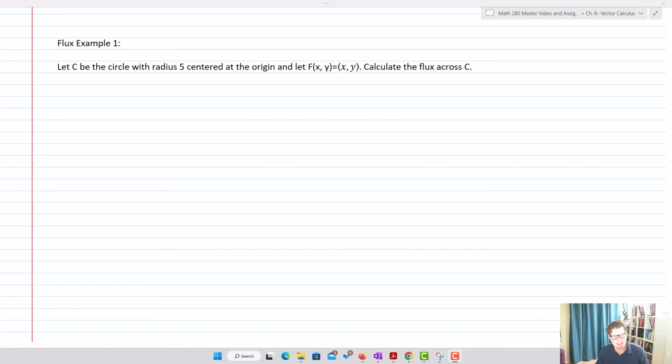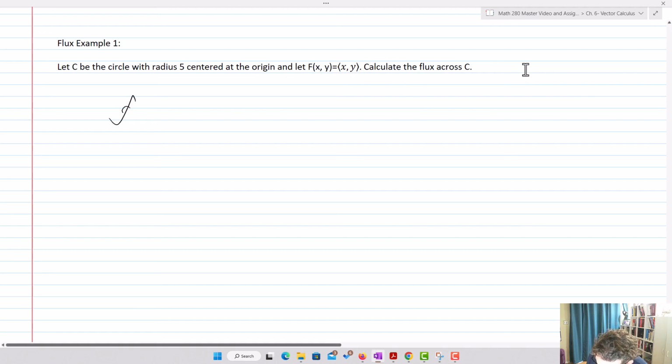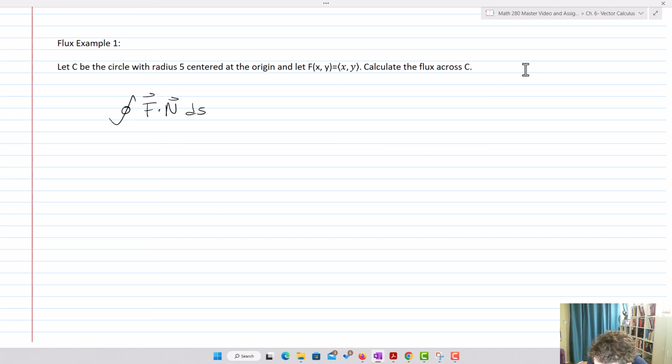All right, let's suppose that C is the circle with radius 5, centered at the origin, and let f of xy equal xy. We want to calculate now the flux across C. So we'll use that the integral of f dot n ds, our flux, is going to equal the double integral around the region D of px plus qy dA.